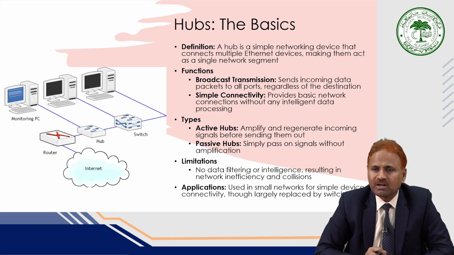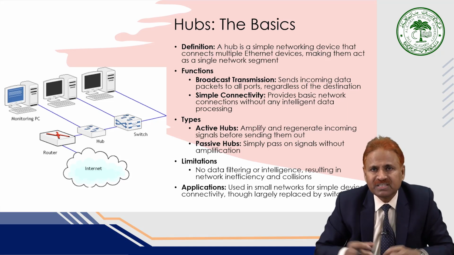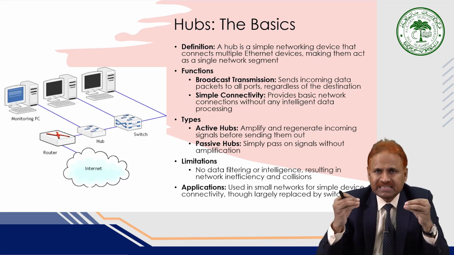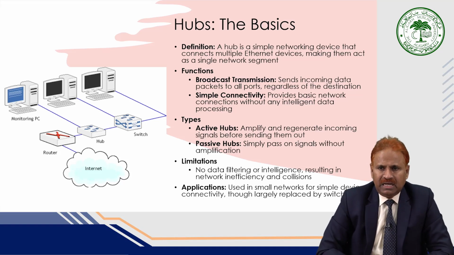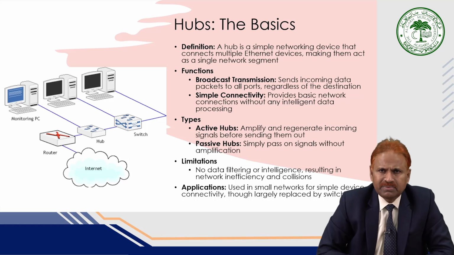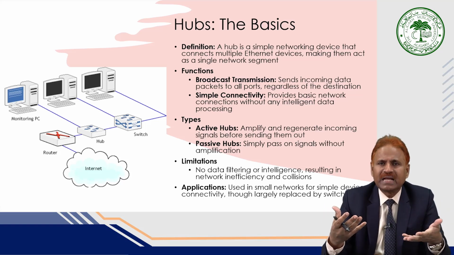No data filtering or intelligence is there with the hub devices, resulting in network inefficiency and sometimes collisions of the signals. Whenever a collision occurs, the signal may get corrupted. So these are some of the limitations of the hub. That's why nowadays hubs are not used, and we have a more intelligent device which is known as the switch.